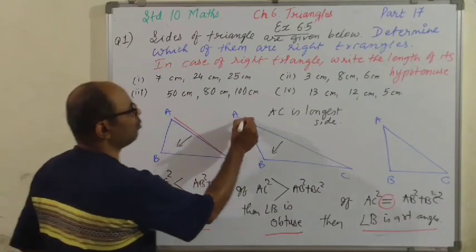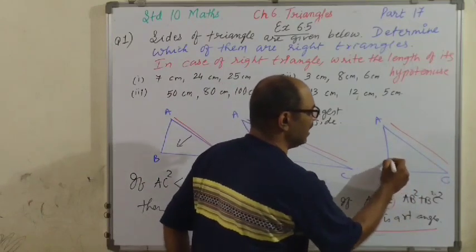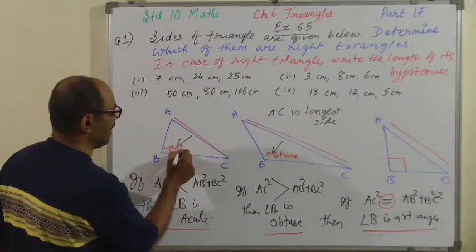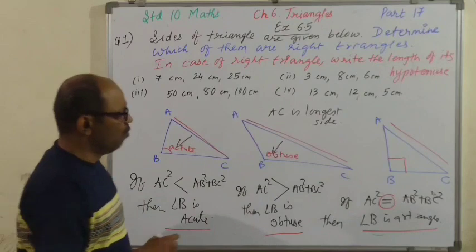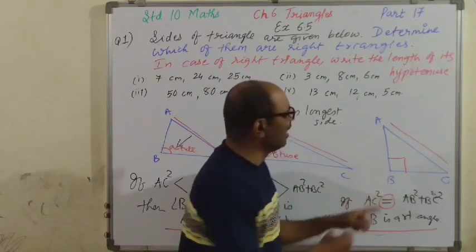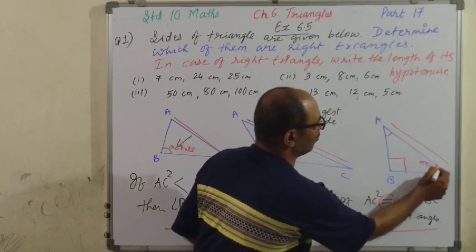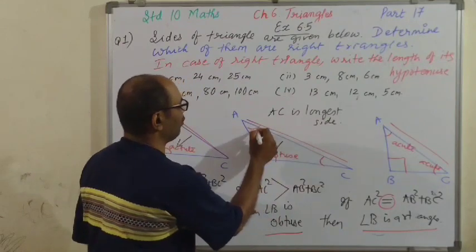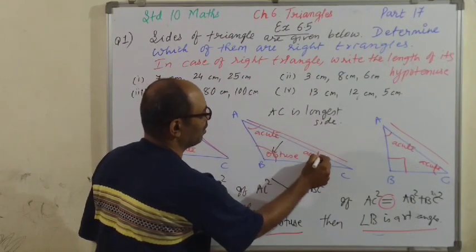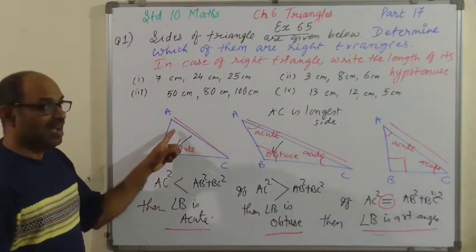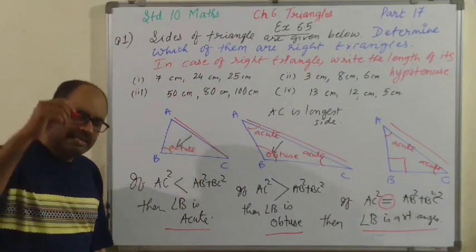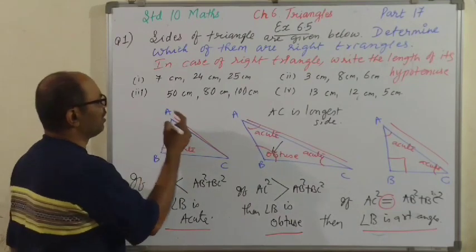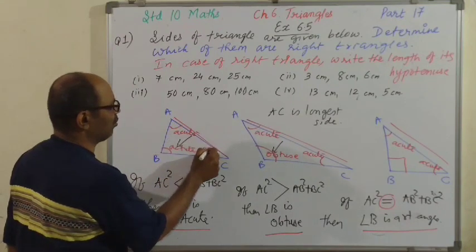Here we are talking about AC, which is the longest side. In this case it is a right angle. In this case it is an obtuse angle. In this case it is an acute angle. The angle opposite to that. Very clear. If this is a right angle, then the remaining two are acute. There is no doubt about that. Same way, if this is obtuse, then the remaining two are going to be acute. What about this? Are you sure the remaining two are acute? Yes, because the angle opposite to the longest side is acute. The remaining two angles also would be acute only.